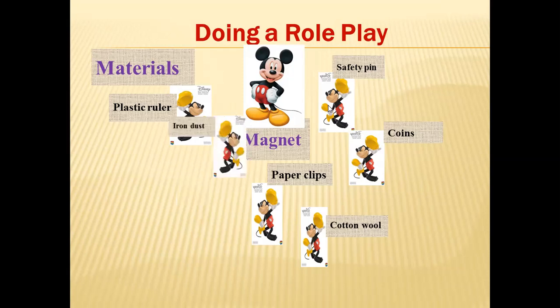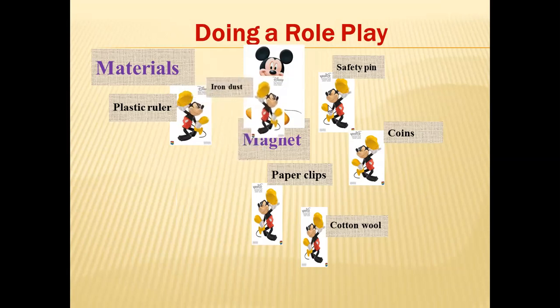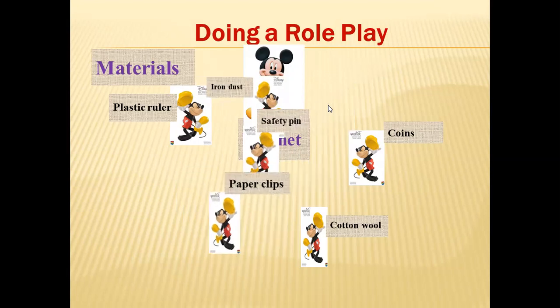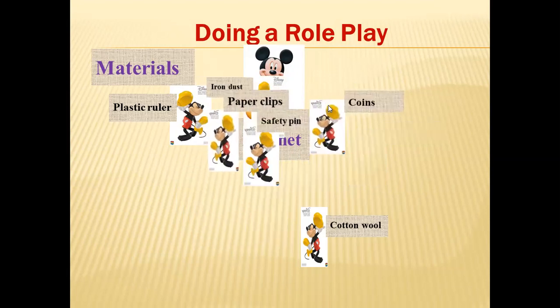Here the iron dust, it has magnetic properties, and the safety pin, paper clips and coins. So they are attracted by the magnets. The other two are not.